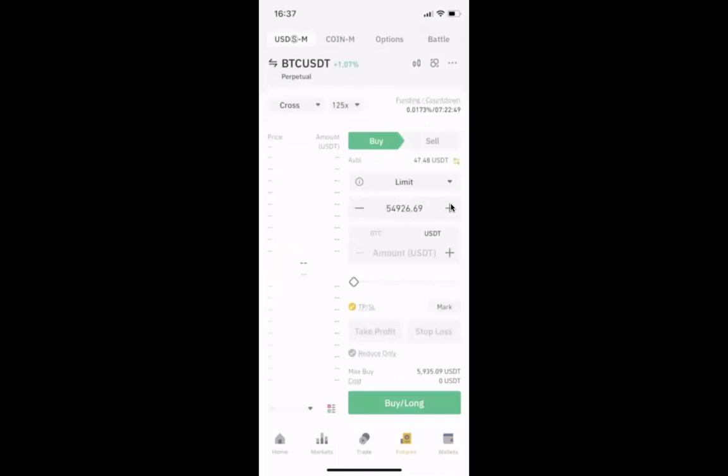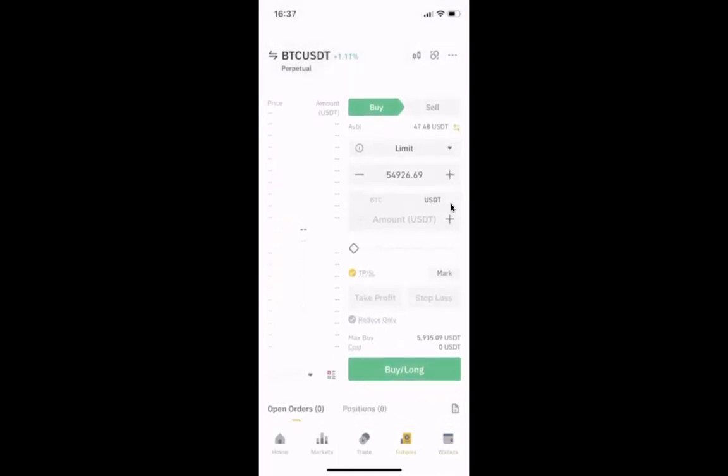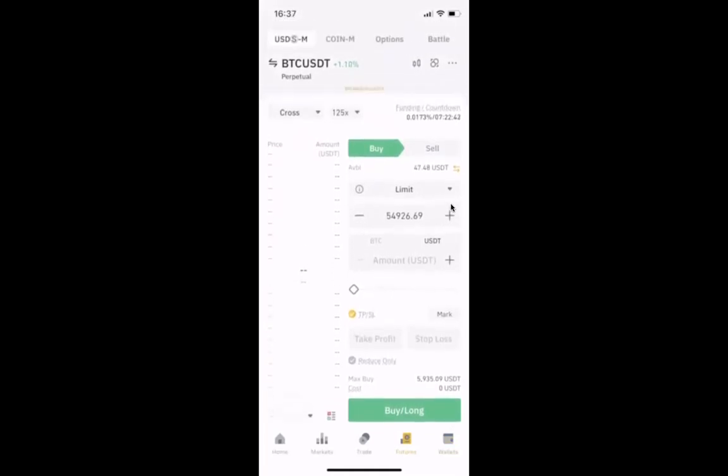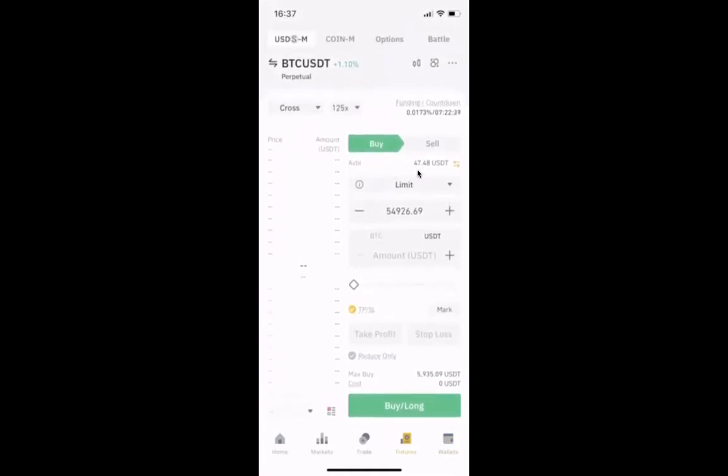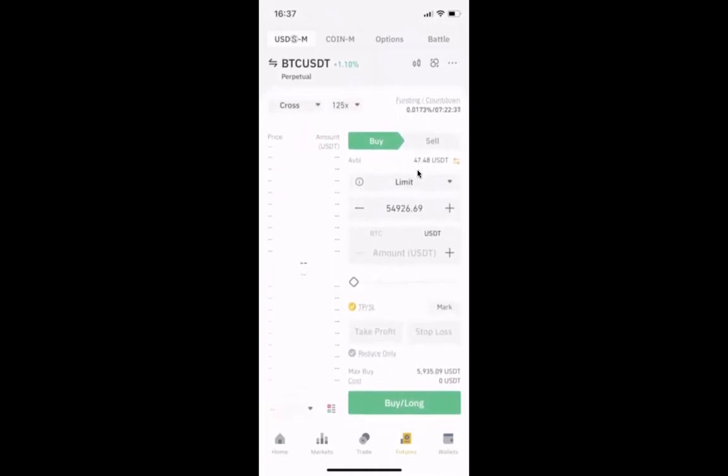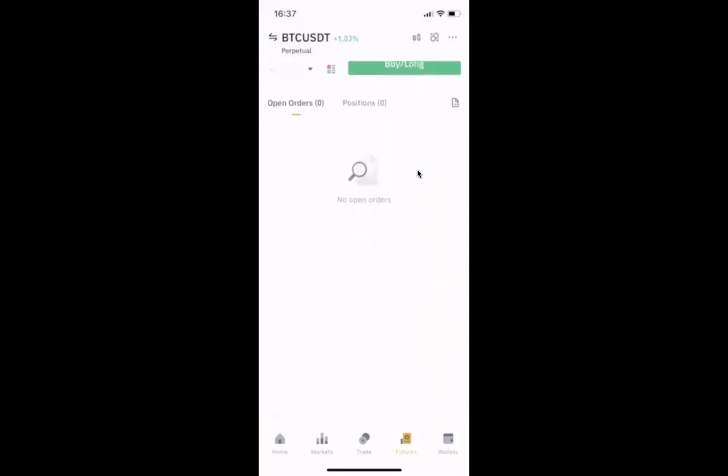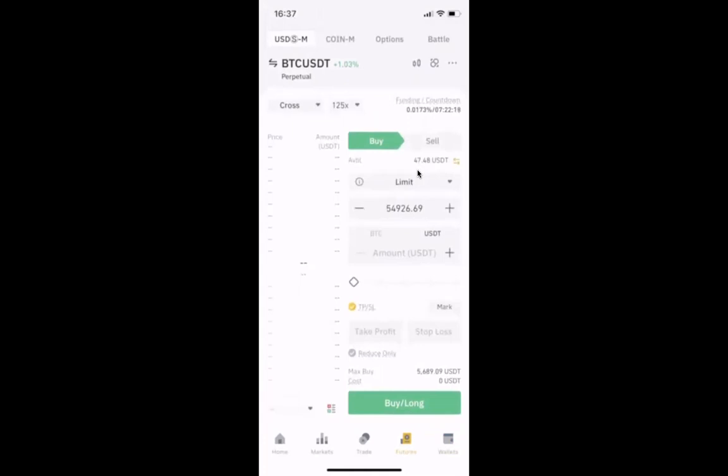I hope we can all see this side. I don't know if you can see the mouse cursor. All right, so you can see 47.48 USDT. That's our current balance. Okay, so that's it.